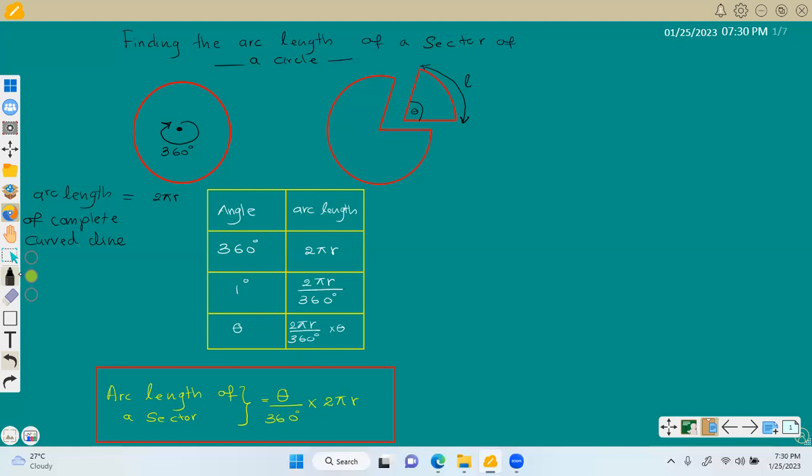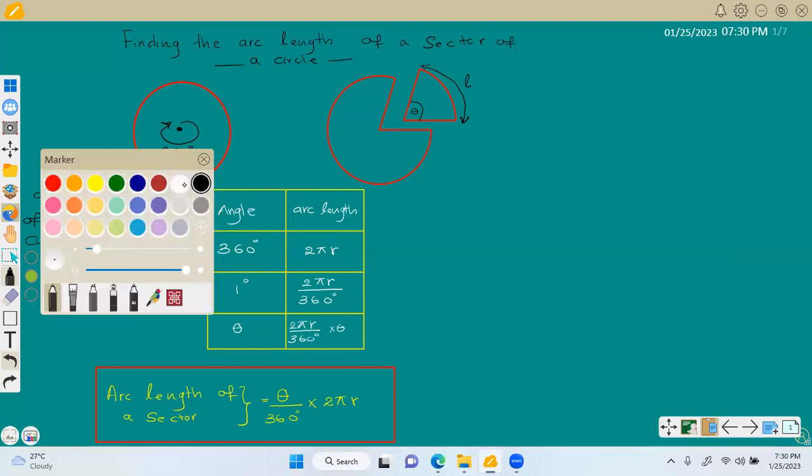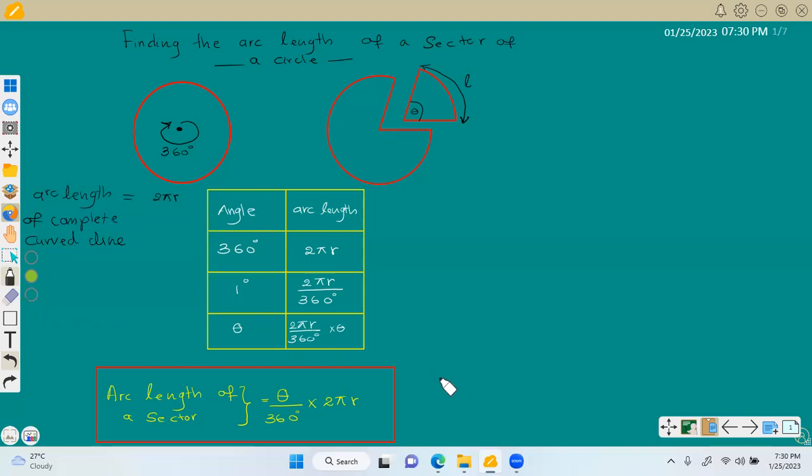Now, if I write what is the theta and the r of this expression, then theta stands for the angle at the center, and r stands for the radius of the circle. Radius of the circle. Okay. These are the meanings of the terms in the formula.